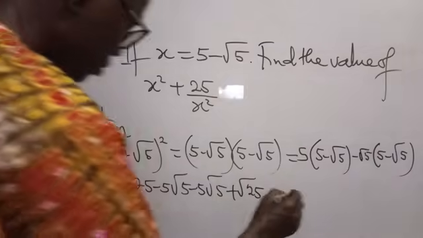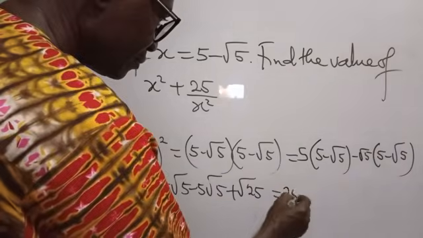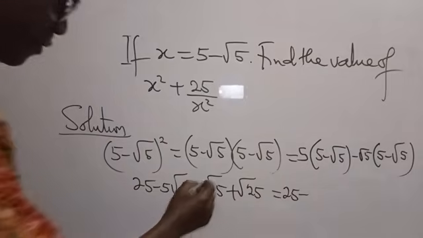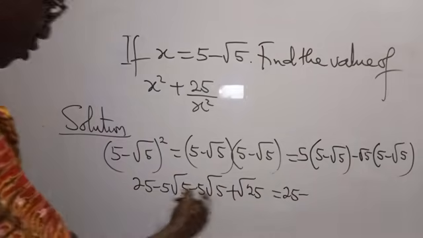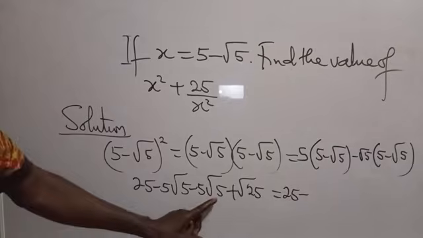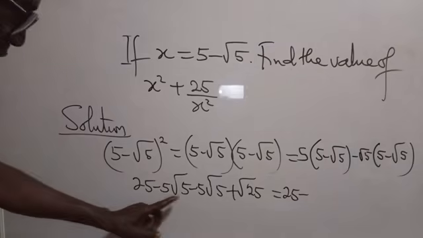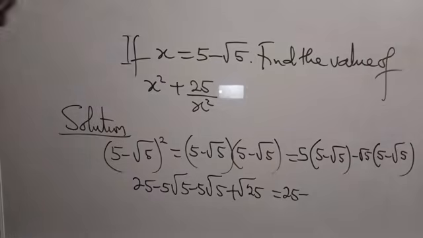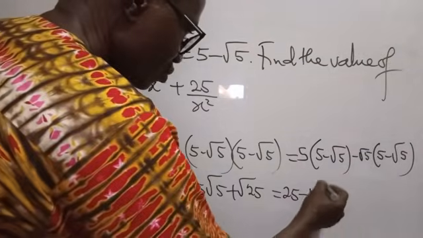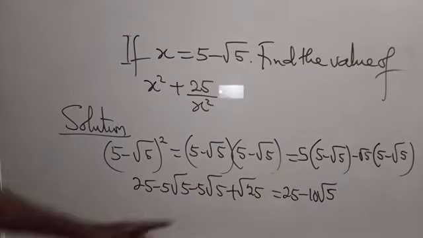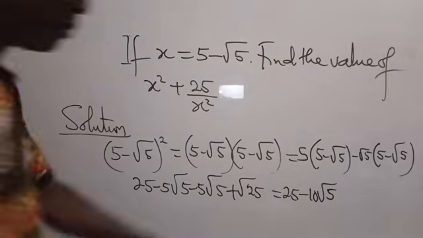So let's write it down. You have 25 minus 5 root 5 minus 5 root 5. Root 5 is common to both, and you have minus 5 root 5 and minus 5 root 5. It's like saying minus 5a minus 5a, which is minus 10a. So that is minus 10 root 5. Then plus 5. I hope that is clear.